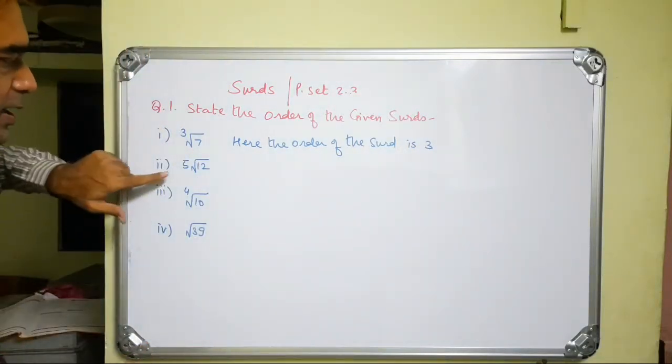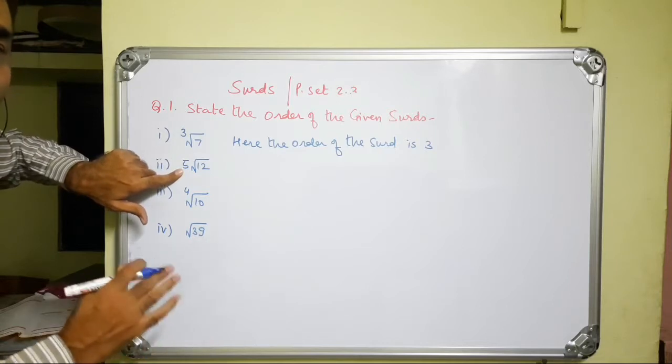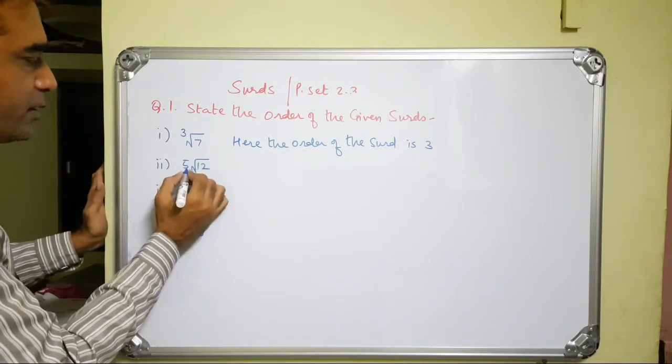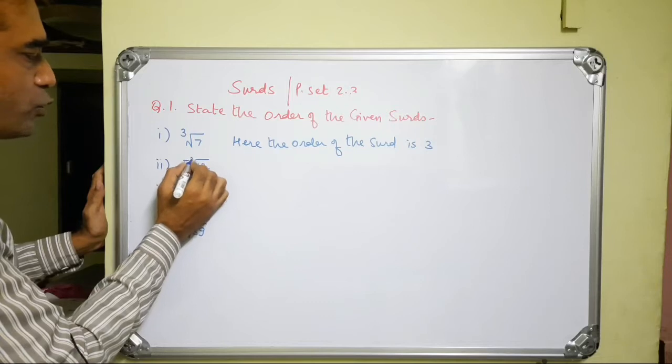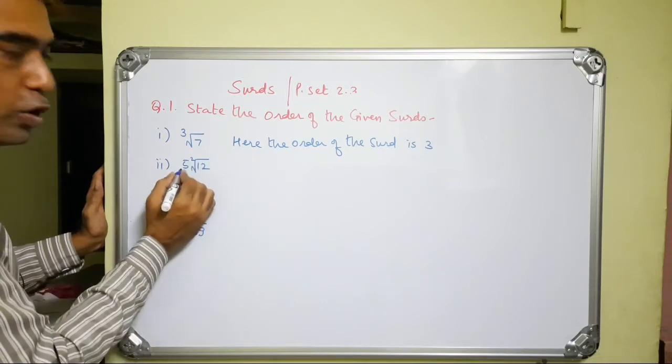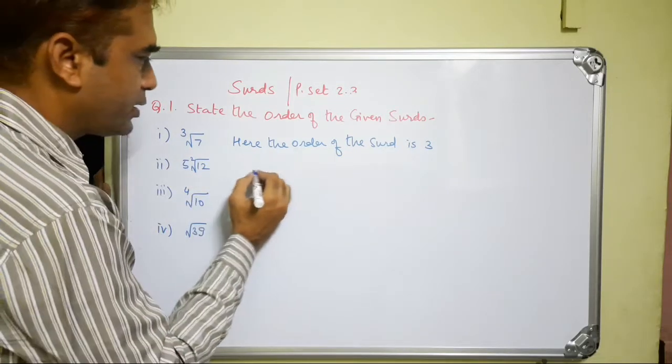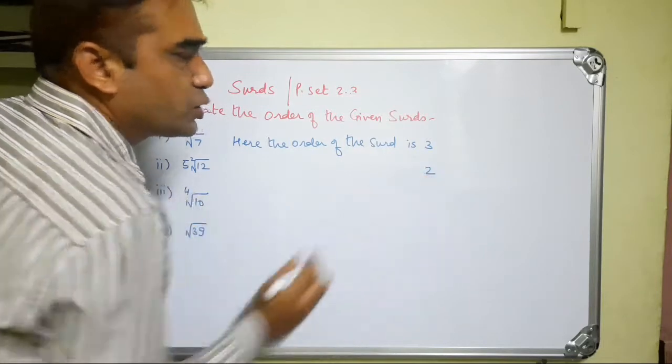Now what is the order here? Is 5 the order? No, 5 is not the order. 5 square root of 12. So the order is 2, not 5. Here the order of the surd is 2.